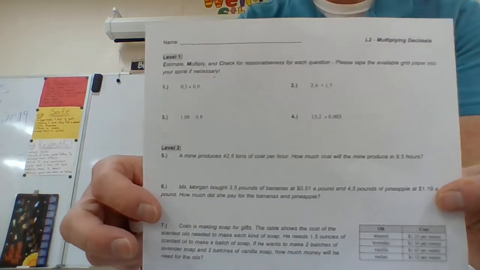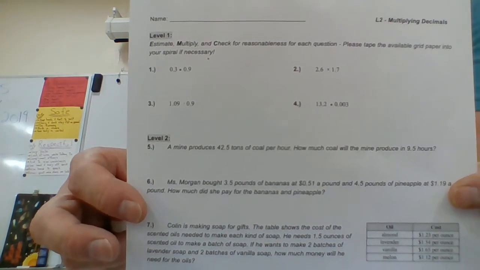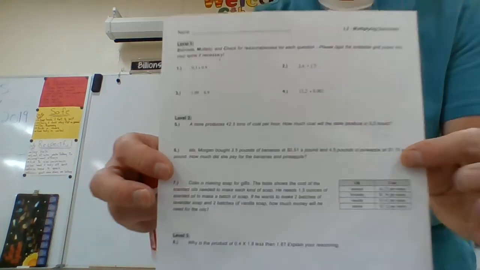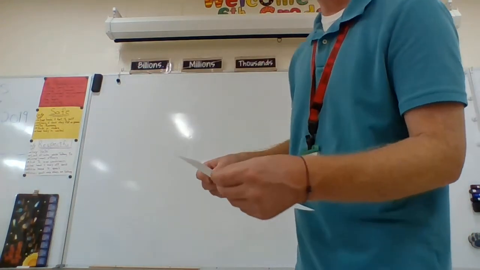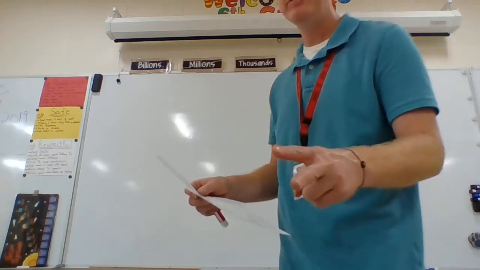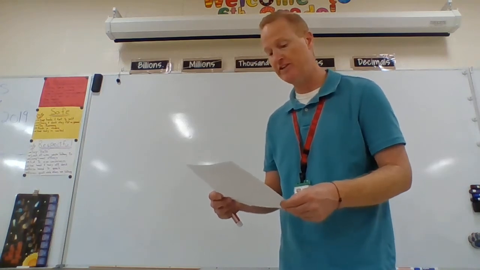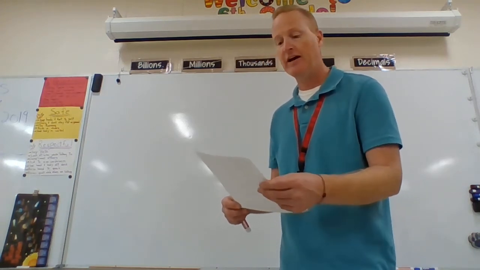So we've been working on multiplying decimals last week, and we kind of hit it really hard today. So a little homework. You got to do questions 1 through 4. So that's 1, 2, 3, and 4. And then also number 5 and number 9. Okay, each one is worth 2 points.